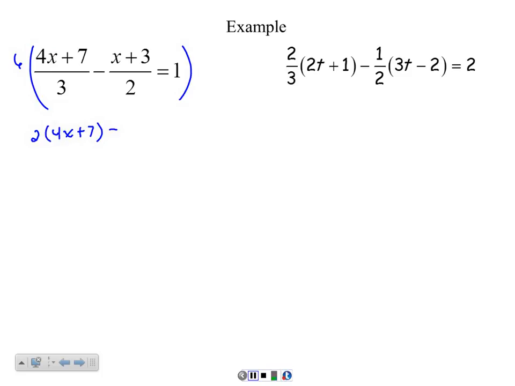6 times that next fraction. So basically what we're doing is 6 times x plus 3 over 2. Those 6 and the 2 will reduce. So 2 will go into 6 3 times. So we'll do 3 times x plus 3. And then of course 6 times 1 is just going to be 6. So now we're going to do the distributive property again. So 2 times 4x is going to be 8x, and 2 times 7 is 14.